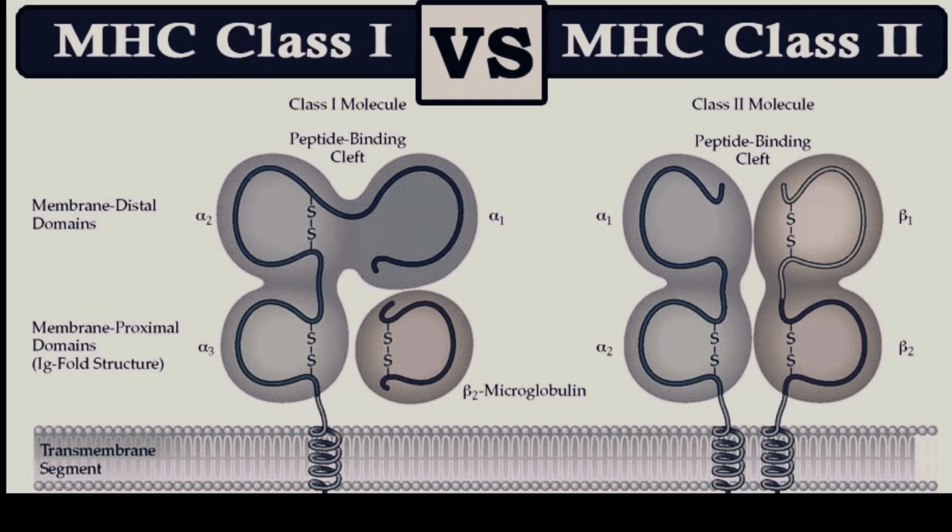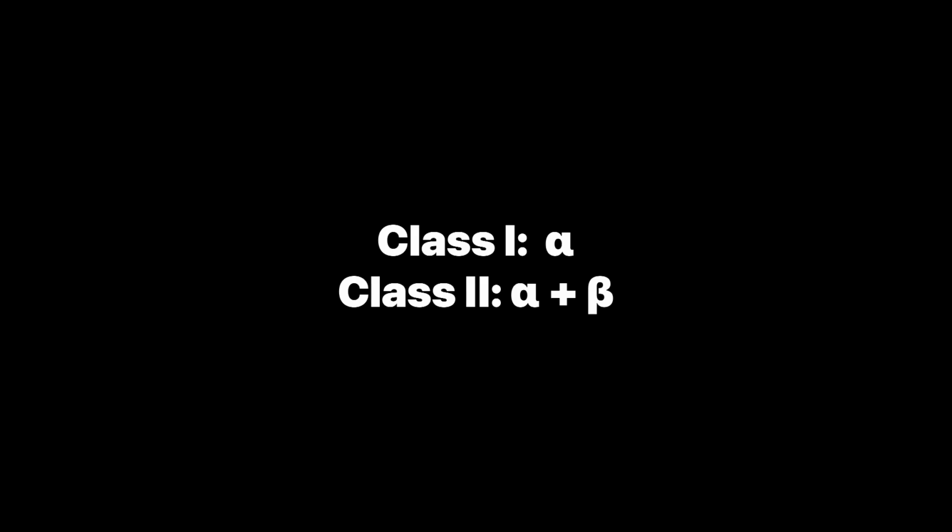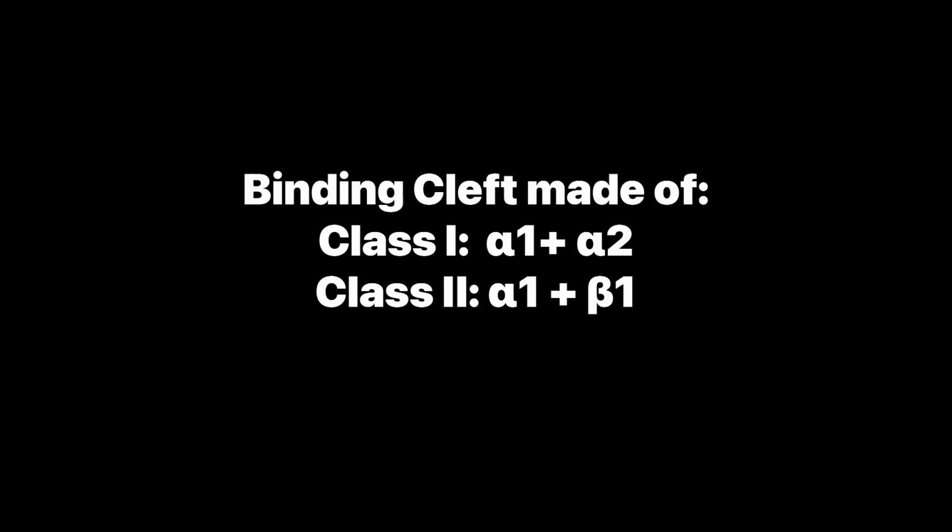Class I and Class II MHC molecules are similar in 3D structure but have different subunit composition. While both are heterodimers, Class I consists of a membrane-spanning alpha chain non-covalently associated with a beta-2 microglobulin, and Class II consists of an alpha chain and a beta chain, both of which span the cellular membrane. The peptide binding cleft in Class I is made of the alpha 1 and alpha 2 domains, whereas in Class II, it is made of the alpha 1 and beta 1 domains.